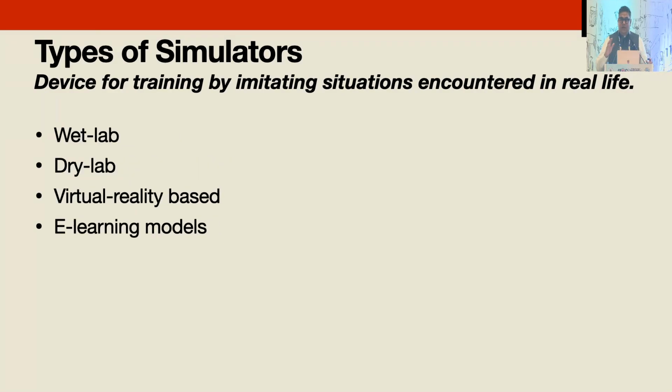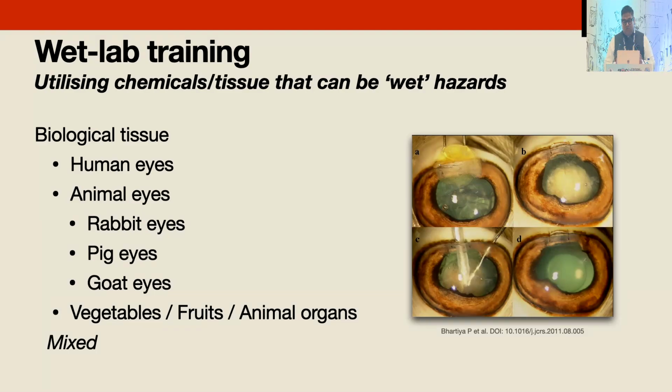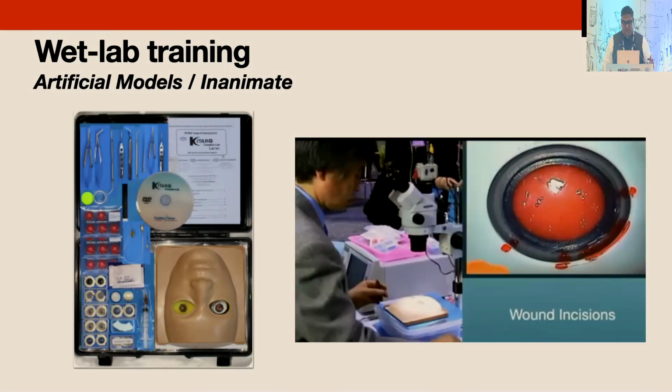So we typically hear the words wet lab and dry lab, etc. The reason we use the word wet lab is because they use chemicals or tissues that can be wet hazards. Typically we use human eyes or animal eyes. This is a paper by Bharti et al., where they microwaved a goat's eye for 30 seconds, the heat induces a cataract, and then they go in and practice cataract surgery on that. You can use vegetables, fruits, or bits of both tissues like tomato peels, etc.